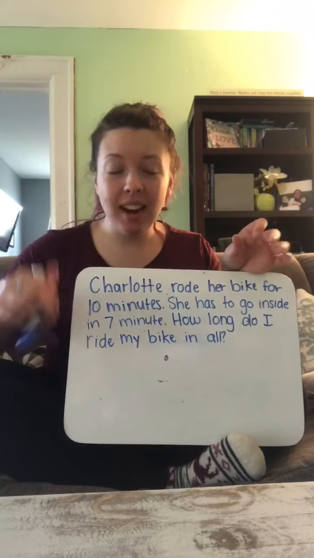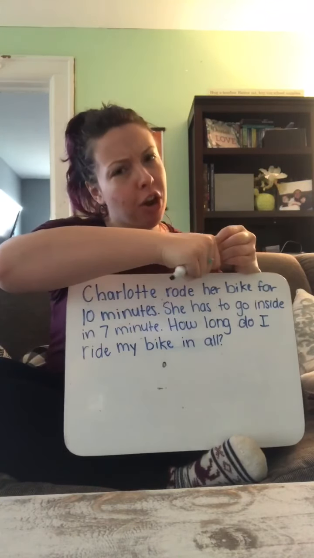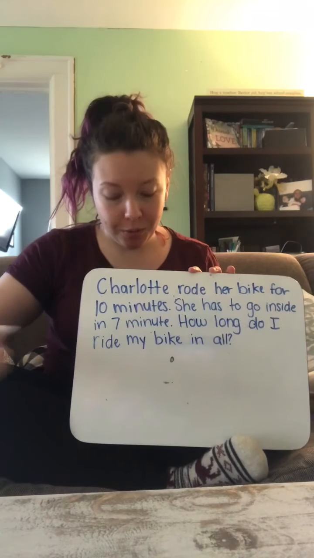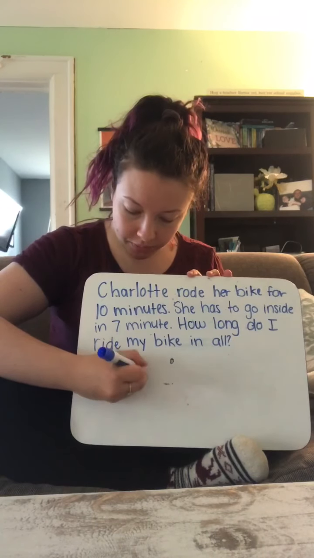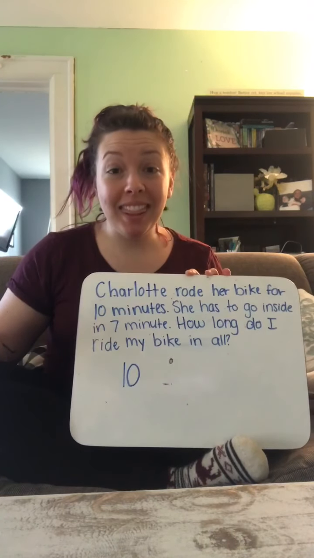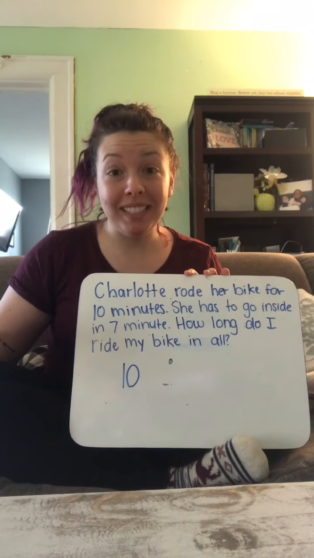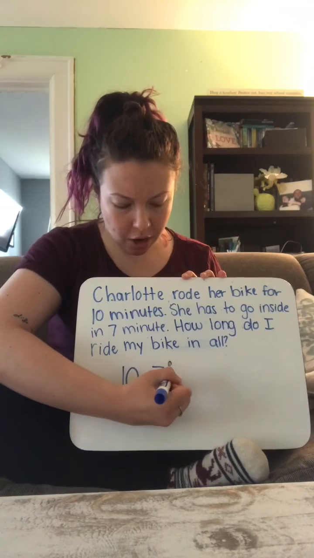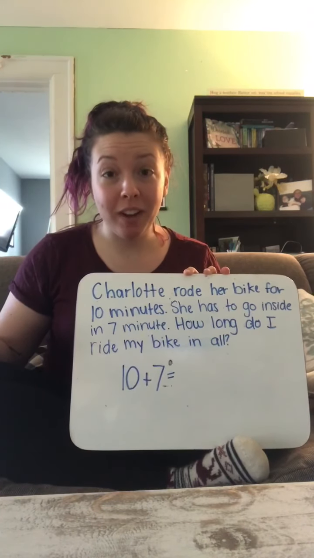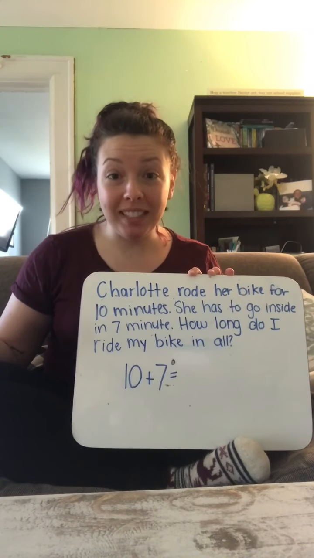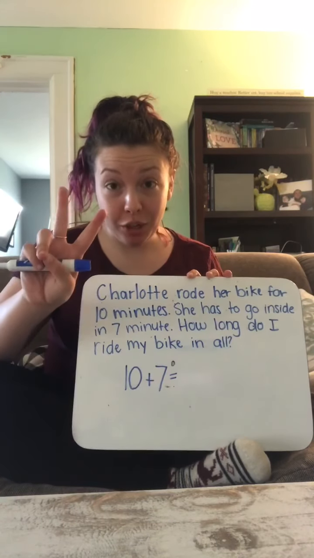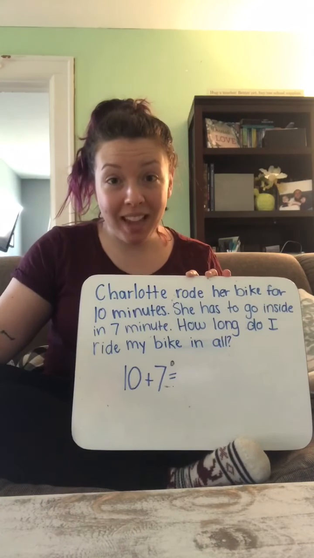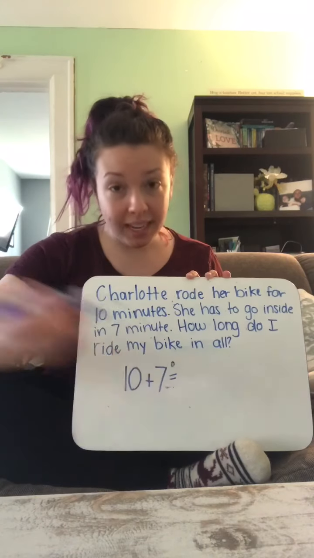So, let's start out by writing what we know for our number sentence. So we know that she started out riding for 10 minutes. And then she knew that she could ride 7 more minutes. She wants to know how much time she can spend riding her bike in all, or all together. So we know that we have our 2 parts, the 10 minutes she already rode her bike for, and the 7 minutes more that she can ride her bike for. We're still missing our total though.